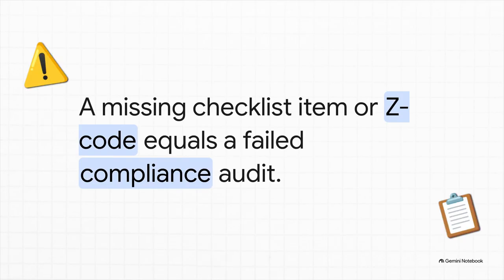To really summarize the stakes of this whole explainer, validation is key. A single missing checklist item on an O80 claim or leaving off a Z-code companion automatically equals a failed compliance audit. And this rigorous attention to detail truly matters in your daily practice because it directly impacts your hospital's reimbursement, the integrity of your clinical data, and of course, your overall compliance standing.